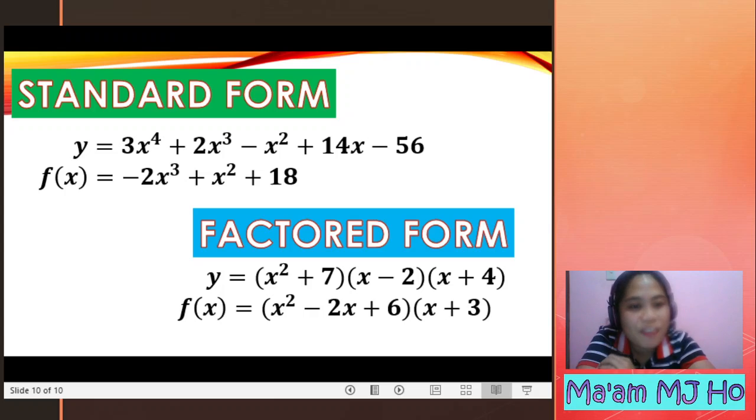So for our next video, we will be discussing paano naman mag-graph ng isang polynomial function. So please review this video before we have our video for graphing because this video is very important or a prerequisite in dealing with graphing of a polynomial function. I will see you again in our next video.